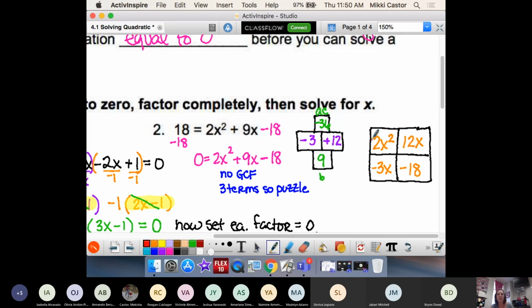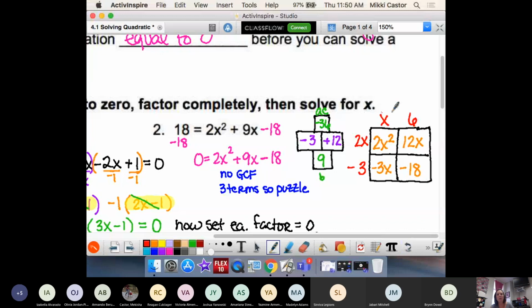And now we look for the GCF on the rows and on the columns. So across this row, they have a 2x in common. Across this row, they have a negative 3 in common. On this column, an x. And on this column, a 6.